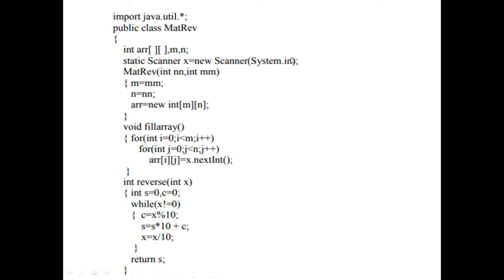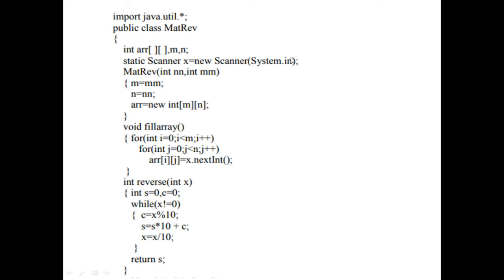Now see here, we have mentioned static because this Scanner class we are declaring as static, meaning fixed, and we can use it in any of the functions. We don't have to write the Scanner class individually in each function. Once we have declared it globally, we can use it anywhere. Matrix is the parameterized constructor, with nn and mm, so we'll initialize those and we'll declare our array also with the rows as m and columns as n.